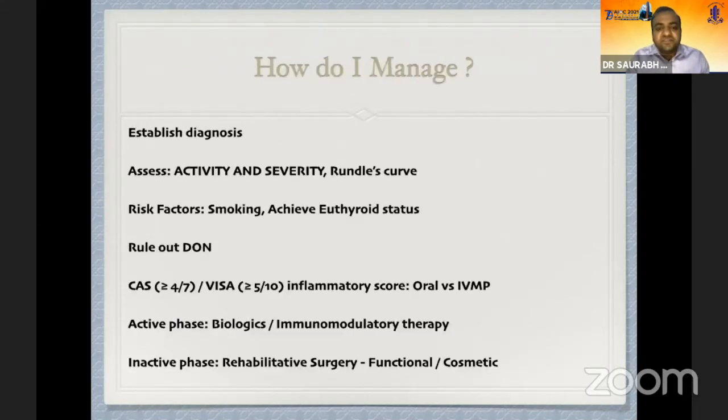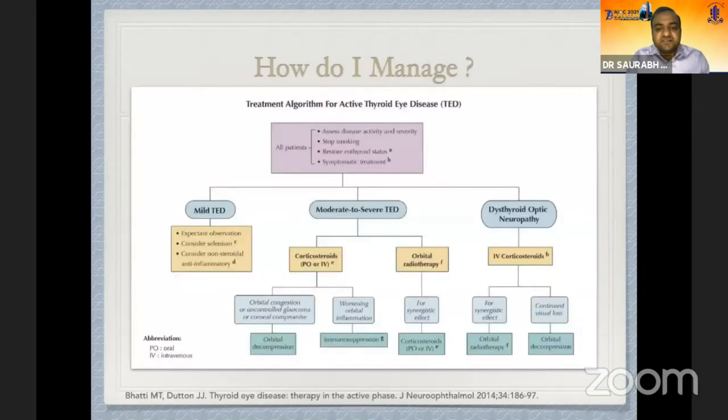So how do we manage? We first assess the disease based on the activity and severity, and then classify it as active or non-active, and on severity as mild, moderate to severe, and then dysthyroid optic neuropathy.